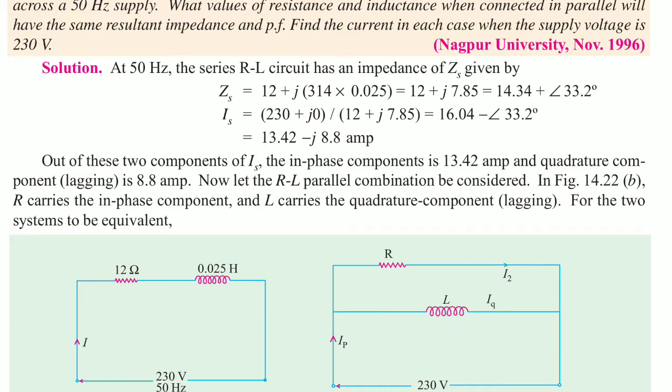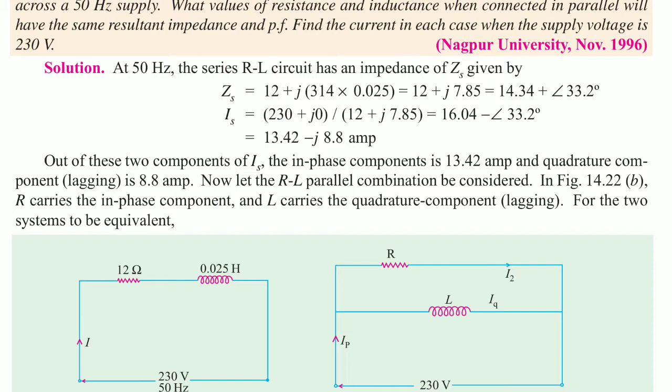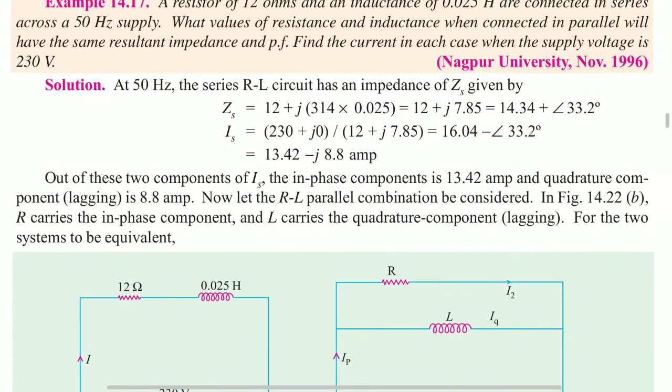So the solution: at 50 Hz, the series RL circuit has an impedance ZS, where ZS is equal to R plus j omega L. Here R is 12 plus j, omega is 314.